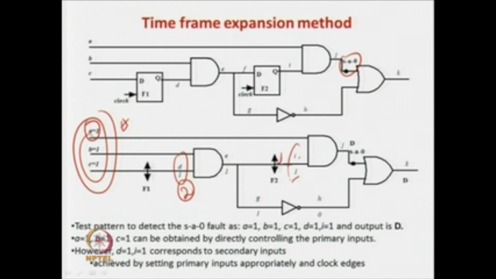So, this is your requirement number 1, this is requirement number 2. If you can get a 1 over here, if you can get a 1 at this point, then your circuit testing is done by applying this. So, somehow you should get these two things indirectly. So, that is what it is saying.